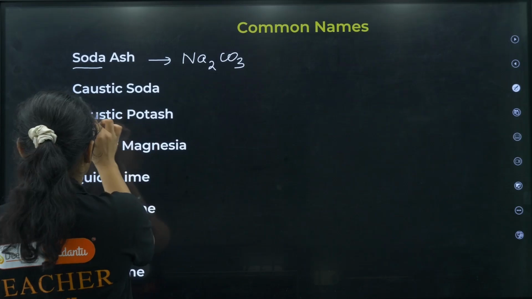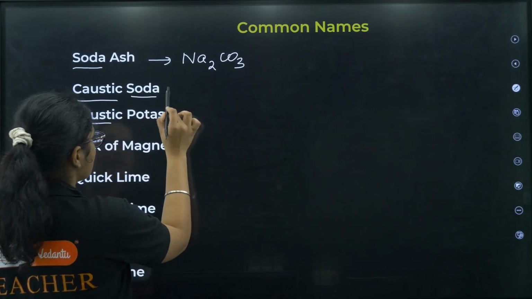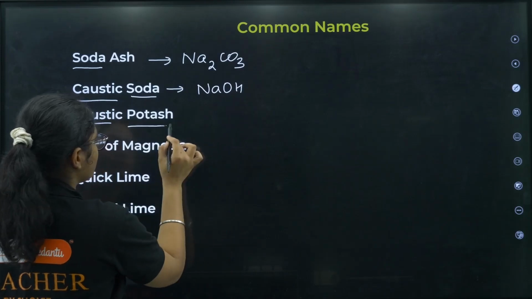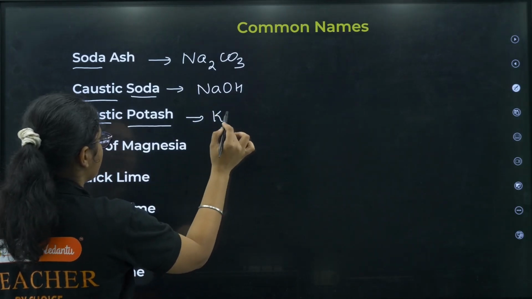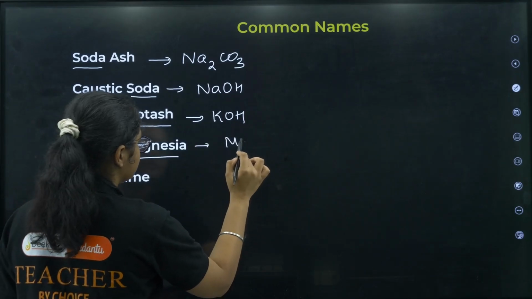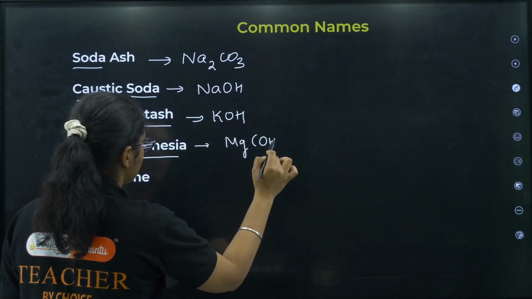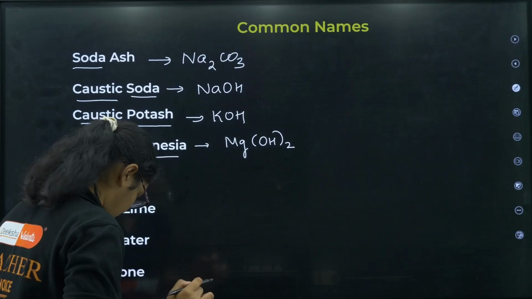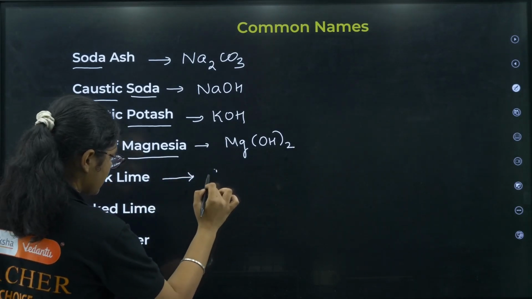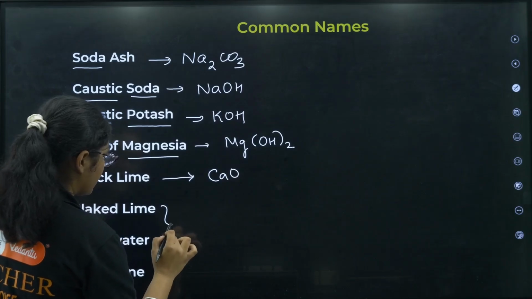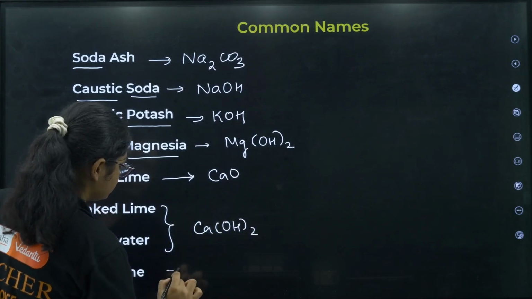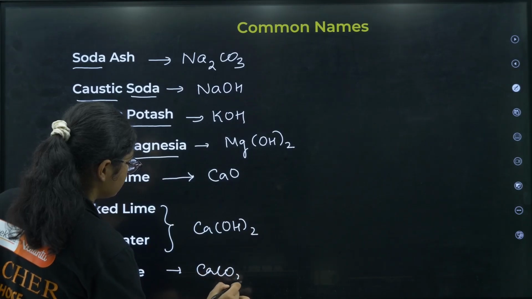Next, caustic is for the OH group. Caustic soda means NaOH. Similarly, potash is for K and caustic is for OH, so KOH. Milk of magnesia: magnesia you can easily guess is magnesium, so milk of magnesia is magnesium hydroxide. Then quicklime is calcium oxide. Slaked lime and lime water are calcium hydroxide, and limestone is calcium carbonate.